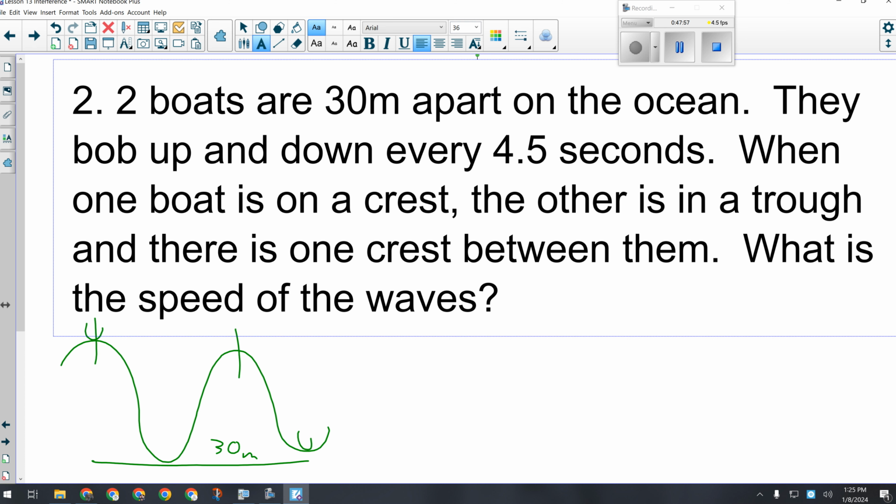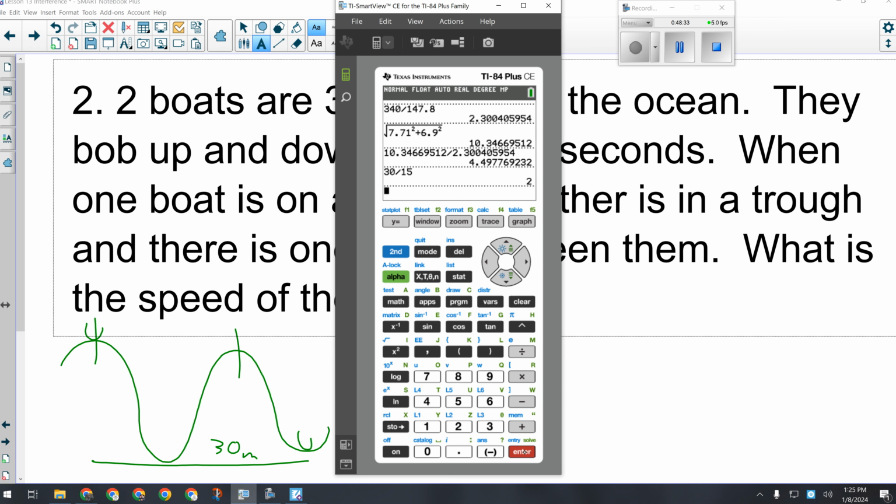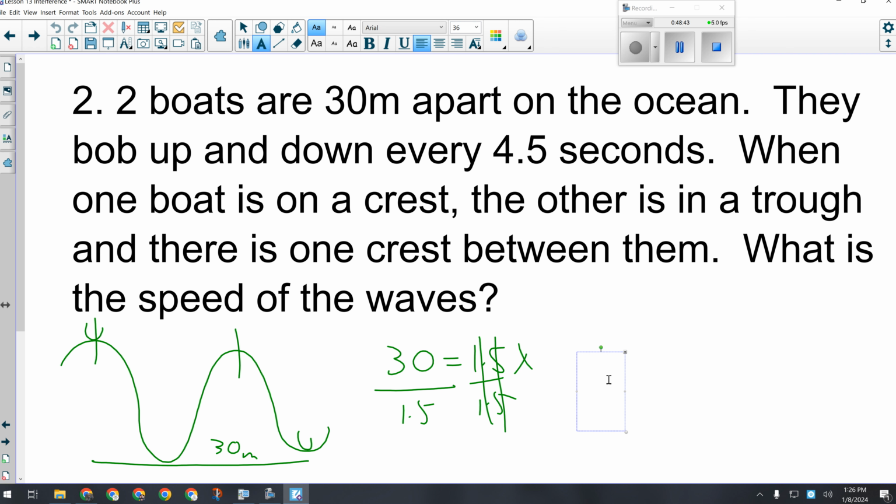The distance between any two successive equal points on a wave is 1 wavelength, and the distance between a crest and the trough is half a wavelength. So you have to have some understanding of wave properties and structure in order to do this question. So I know that 30 meters equals 1.5 wavelengths. How do I get the wavelength? Divide 30 by 1.5. That'll get me lambda. So 30 divided by 1.5, not 15, 1.5, I get 20. So the wavelength is 20 meters.